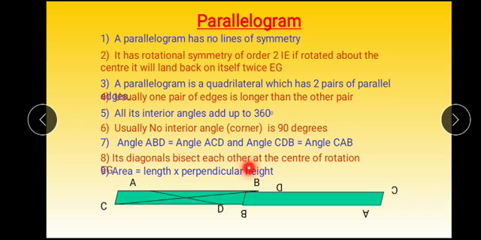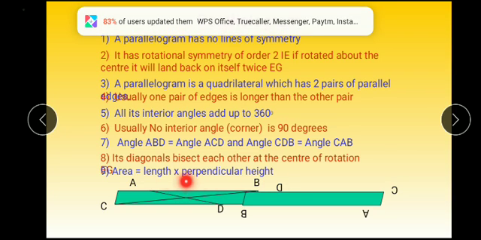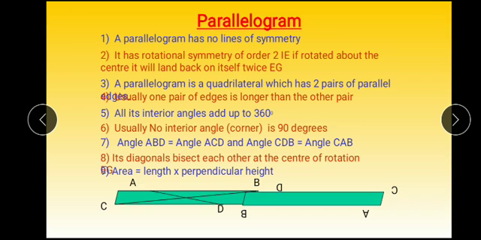Its diagonals bisect each other at the center of rotation. Now, the diagonals will bisect each other at a point, and that point is called the center of rotation. Now, area of a parallelogram is length into perpendicular height. So length we can consider as the longest length into perpendicular distance, or perpendicular height. So if we take this point as A, the perpendicular distance from this point A. So length into perpendicular height will give us the area of a parallelogram.